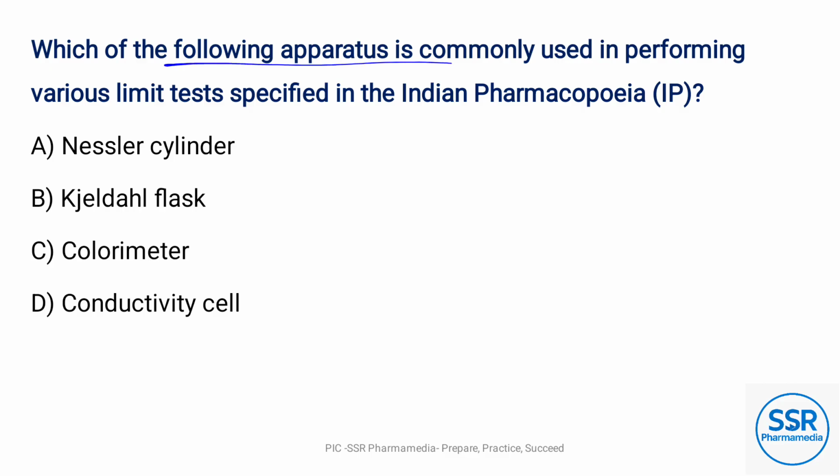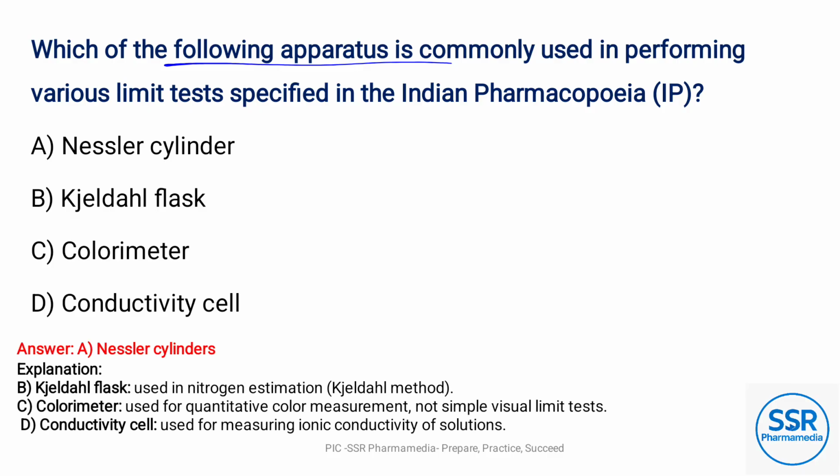Which of the following apparatus is commonly used in performing various limit tests specified in the Indian Pharmacopoeia? So the answer is option A, Nessler's cylinder. So Nessler cylinder is the answer. Here, Kjeldahl flask is used to estimate nitrogen. Colorimeter is used for quantitative color measurement. Conductivity cell is used for measuring the ionic conductivity of a solution.